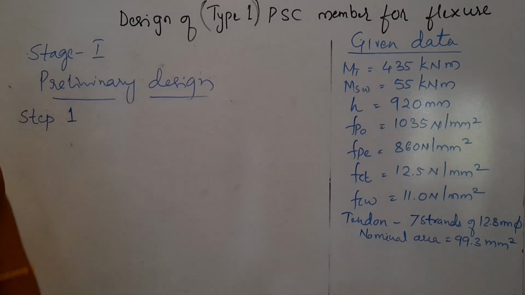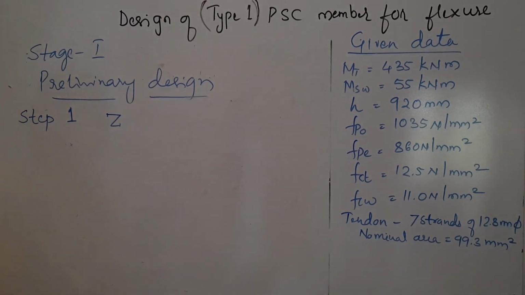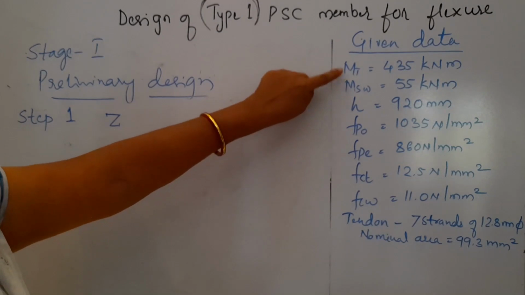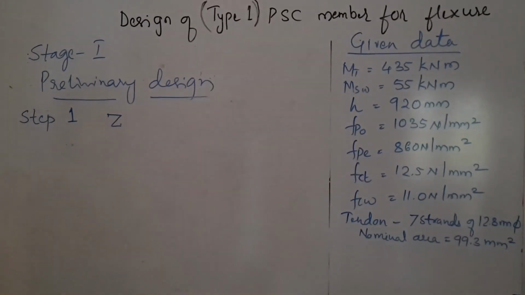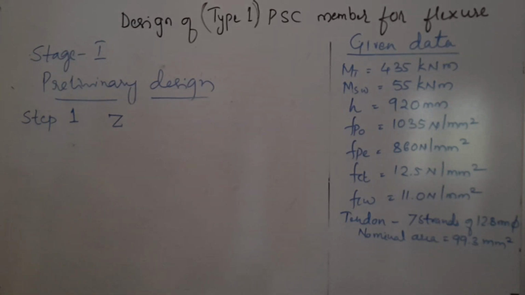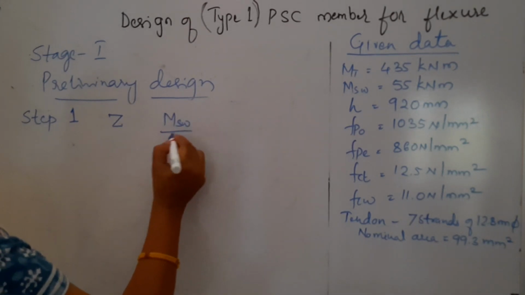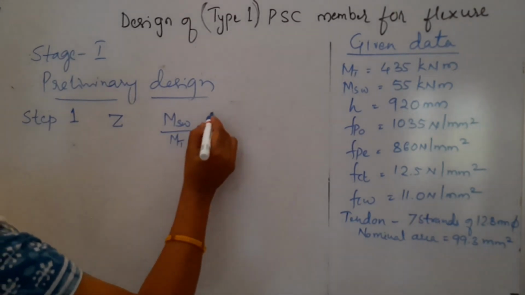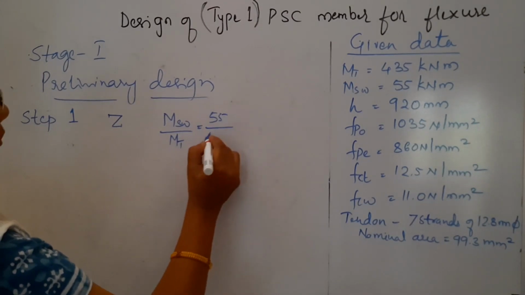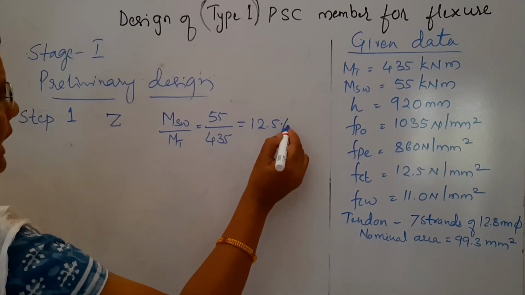We have to calculate the lever arm. For the lever arm, we have to find the ratio of the moment due to the self weight to the total moment, that is including both self weight as well as the live load. For that, the ratio you have to take is MSW divided by MT. If you take 55 divided by 435, that is 12.5%.